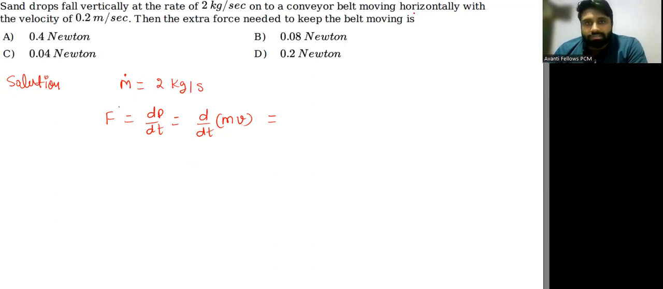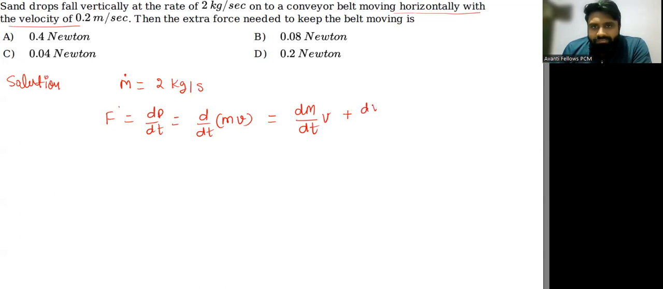But here, the belt is moving horizontally with a velocity of 0.2 meter per second, which is a constant velocity. But here the mass is variable. So we will have to differentiate mass also. So you can take dm by dt into v plus dv by dt into m. We know that there is no acceleration, so this dv by dt times m will cancel out. Only dm by dt into v will remain.